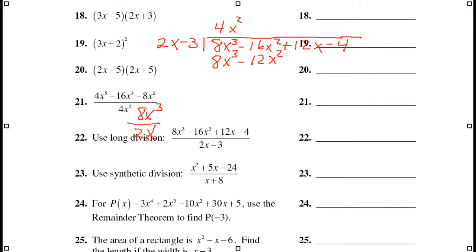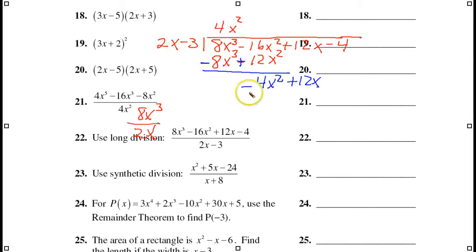Now, the next stage is critical. What do they want us to do here? Well, they want us to subtract. Well, in algebra, we subtract by changing the signs and then adding. So these cancel out, give me a 0. This becomes a negative 4x squared. I bring down my 12x. Later I'll bring that down too.